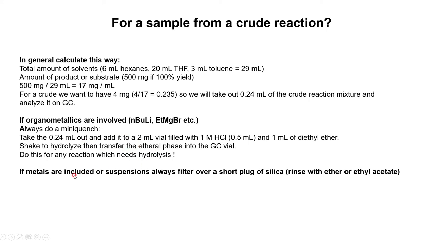If metals are involved, so you do copper catalysis, iron catalysis, or whatever, or you have suspensions, always filter your solution over a plug of silica and then rinse with ether or ethyl acetate. Because if you put a vial with a suspension there, it will clog your GC.